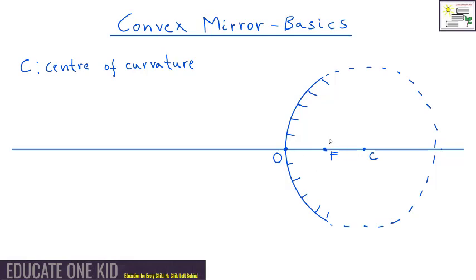Now, again, as with the concave mirror, there is this point here, capital F, which is known as the focal point. And point O once again represents the center of the mirror.